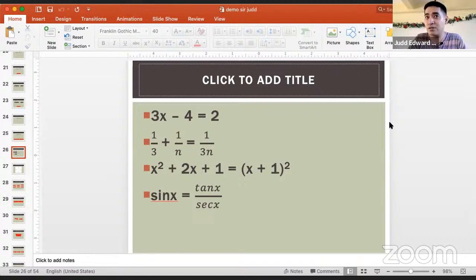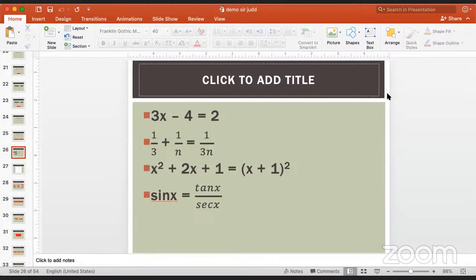Kapag hindi siya nag-satisfy sa lahat ng values ni x, therefore it is not an identity. It is a conditional equation. Is that clear, Miss Isip? Yes, sir.